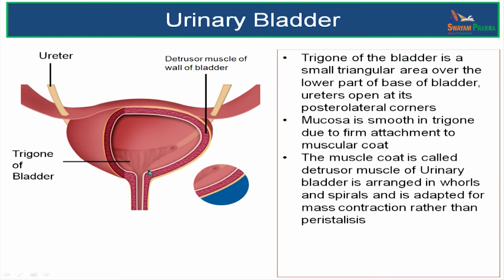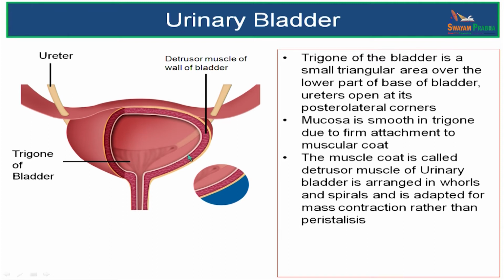The triangular area which is seen in the base of the bladder is the trigone of bladder, and you can see that the ureters are opening in the posterolateral corners. The mucosa over the trigone is smooth because of the firm attachment to the muscular coat.